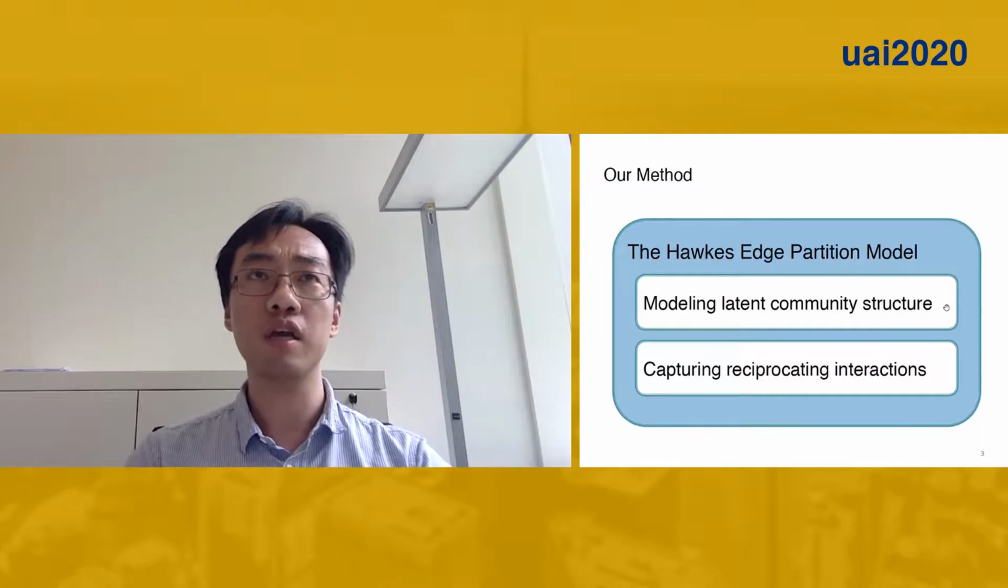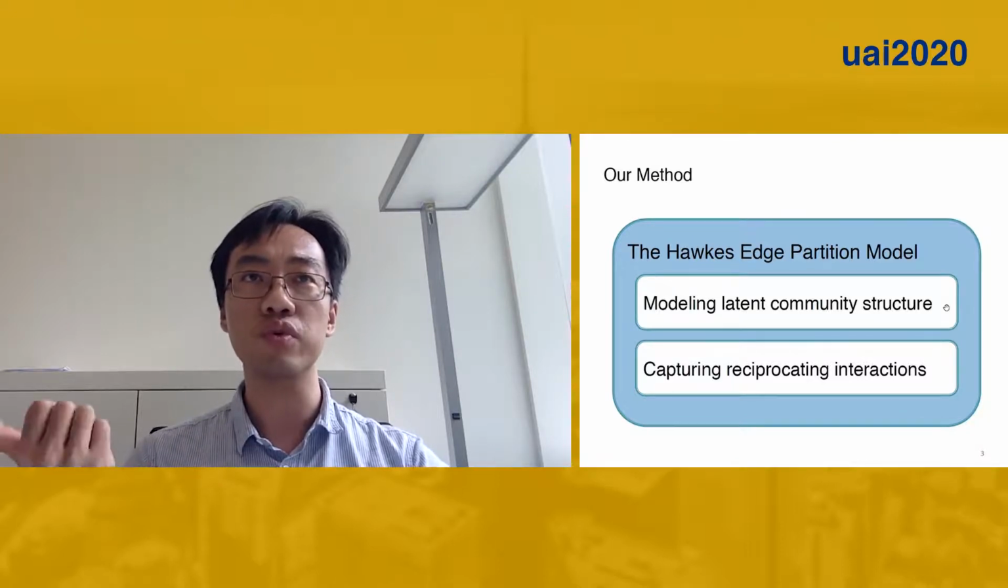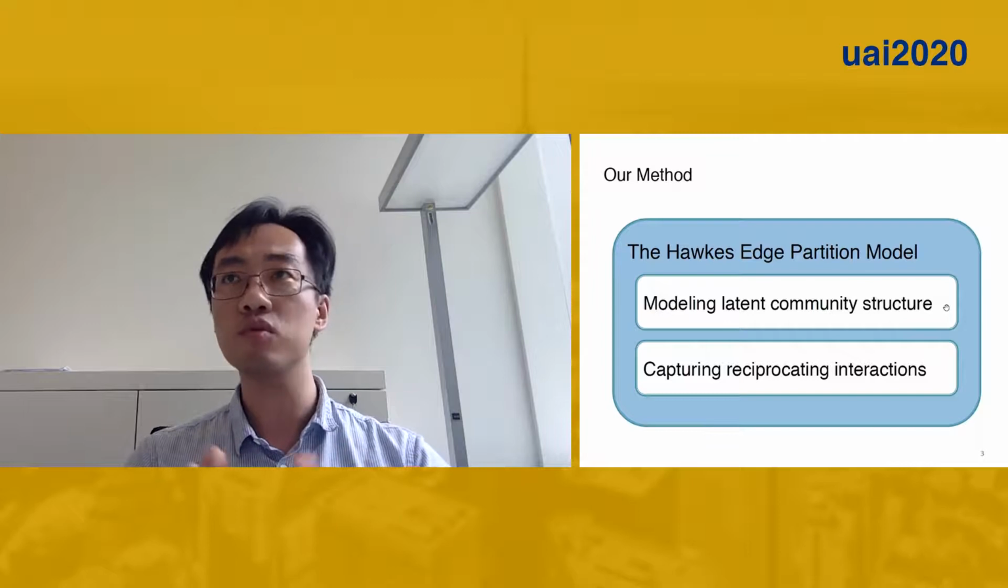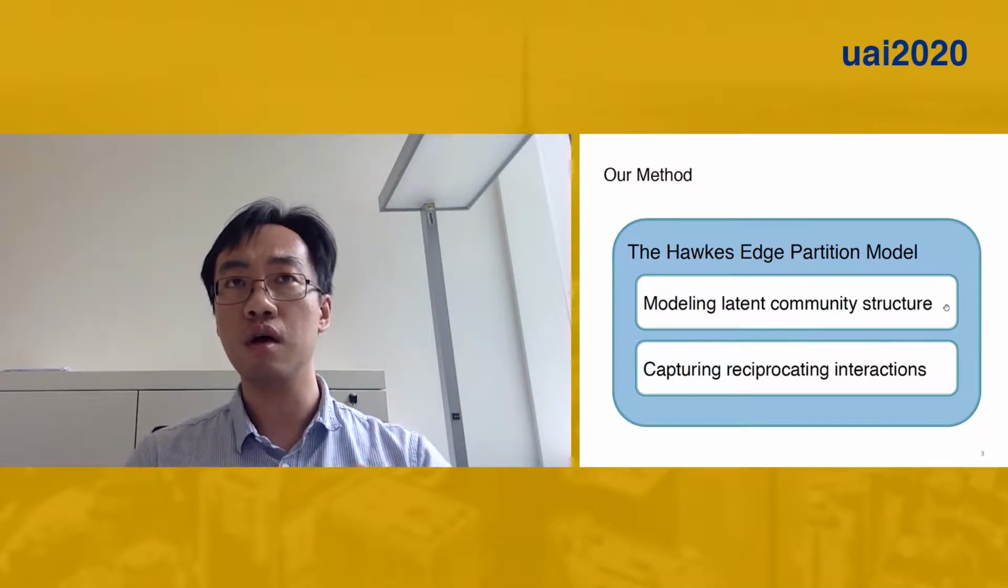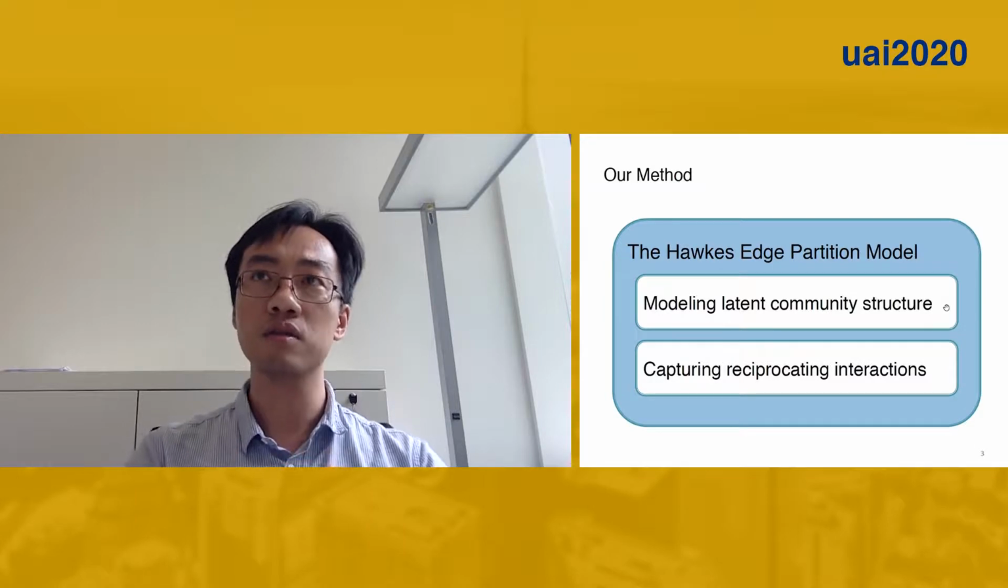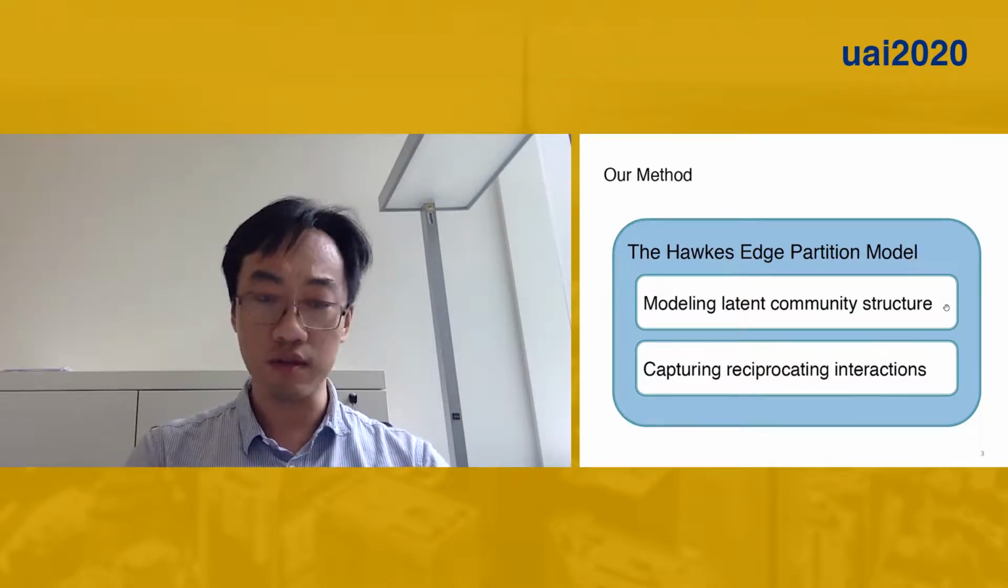More specifically, in this paper, we propose the Hawkes edge partition model, which consists of two components. One is to model the latent community structure, and the other one is to capture how the latent community structure influences the reciprocating dynamics between the different clusters of events.